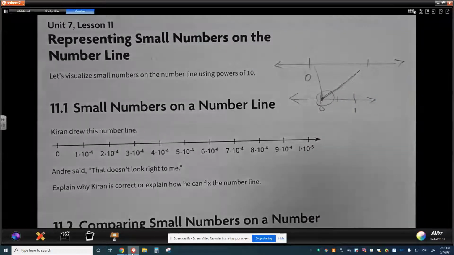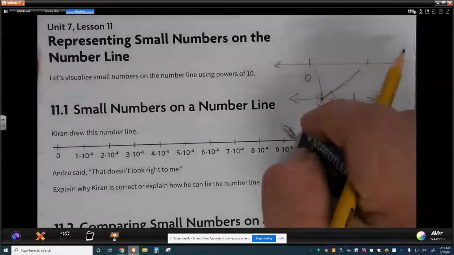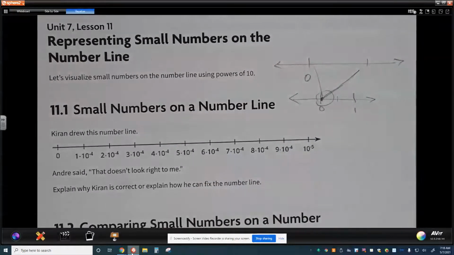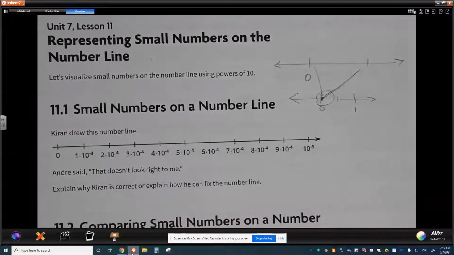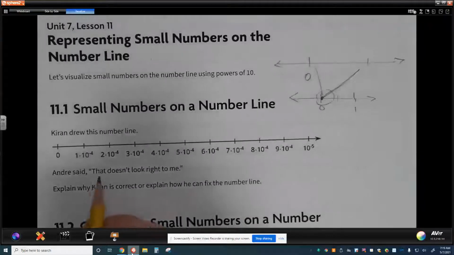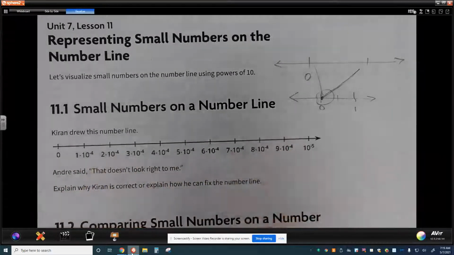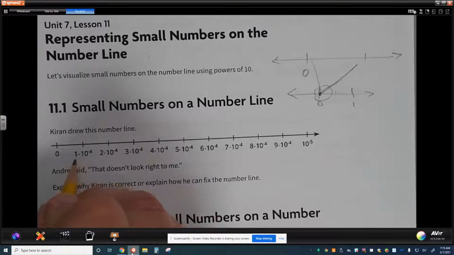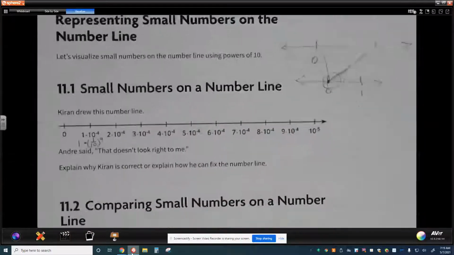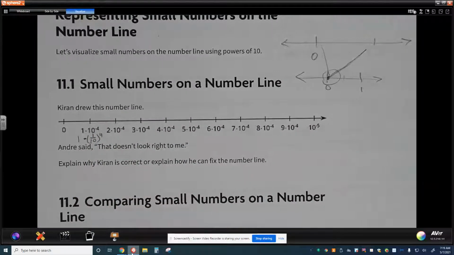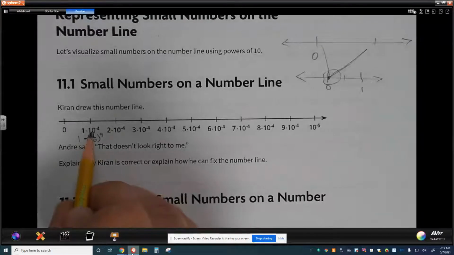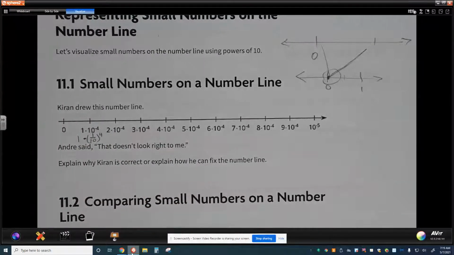We're going to do that by looking first at this situation where we have Karen who drew a number line, and then Andre looked at it and says, that doesn't look right to me. So we need to explain why Karen is correct or explain how he can fix the number line. It's really important to recognize first off, what do these numbers actually represent? When we look at 1 times 10 to the negative fourth power, we need to recognize that as 1 times 1/10 raised to the fourth power, where actually that negative exponent represents a fraction or a reciprocal of the power that's being given, a reciprocal of the base.